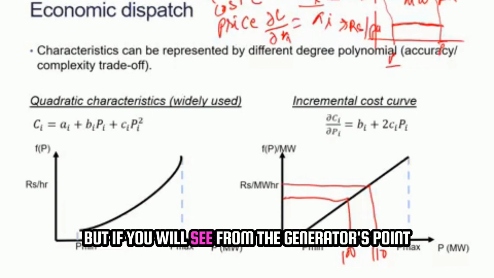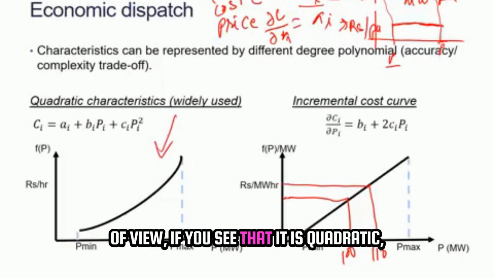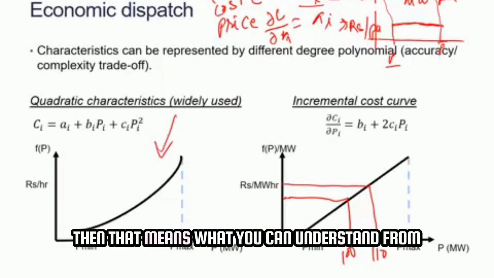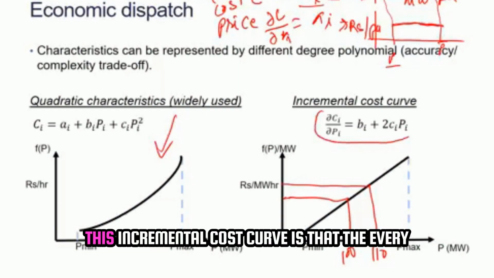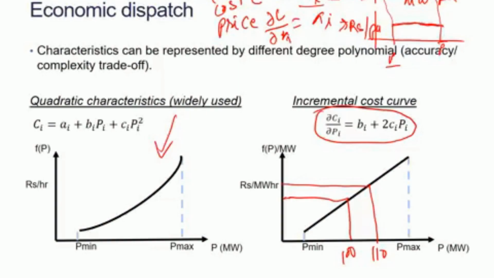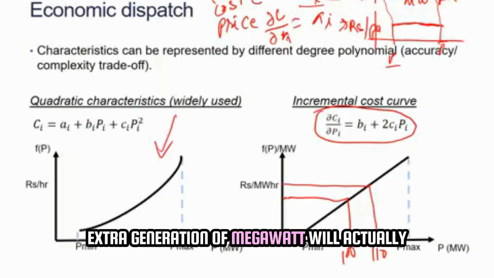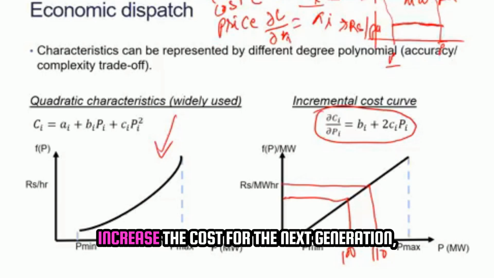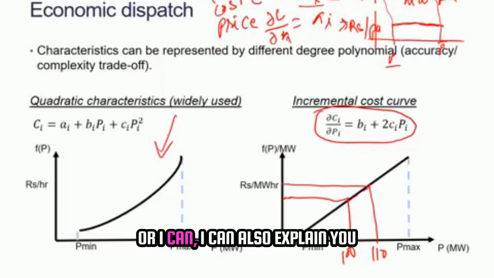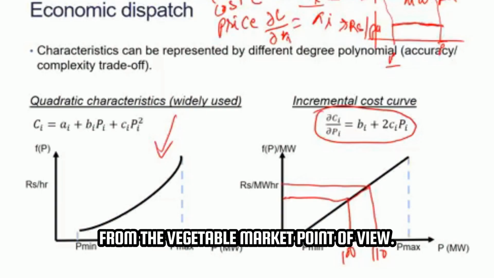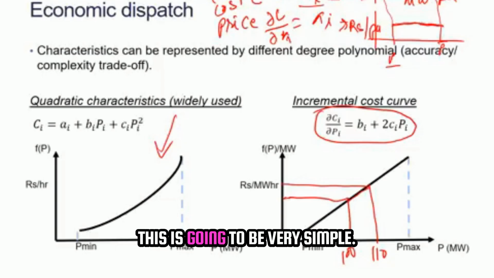So this is the logic here. But from the generator's point of view, it is quadratic. That means what you can understand from this incremental cost curve is that every extra megawatt of generation will actually increase the cost for the next generation, right? Or I can also explain from the vegetable market point of view. This is going to be very simple.